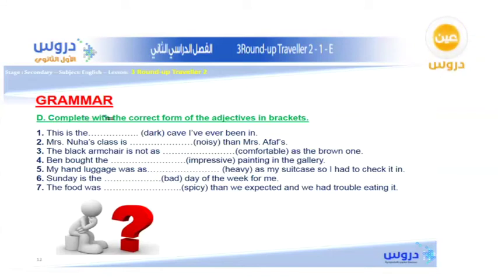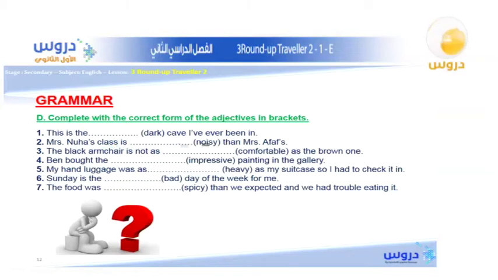Here in grammar also D: complete with the correct form of the adjectives in brackets. Here we will talk about, as you remember, comparison, how to compare between two things by adding er or est or more or the same. When you encounter as... as, you will write the same adjective without any changing. Okay, here: this is the darkest cave I have ever been in. So you can write dark by adding something because it's a kind of superlative.